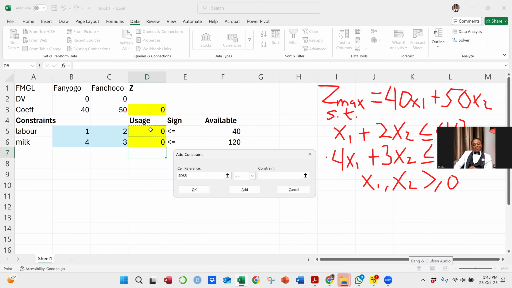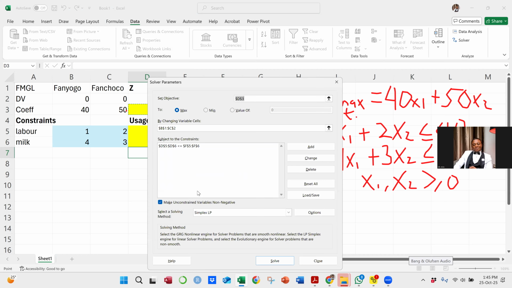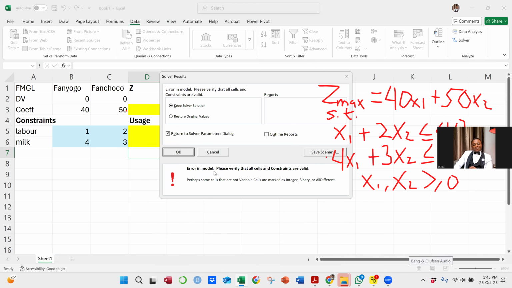Let's see. Click on this, go to the right-hand side, click on that. Some cells are not variable cells. Check when you are dragging the decision variable. I think you added the Fun Choco and the Fun Yogo, so check that one and see.